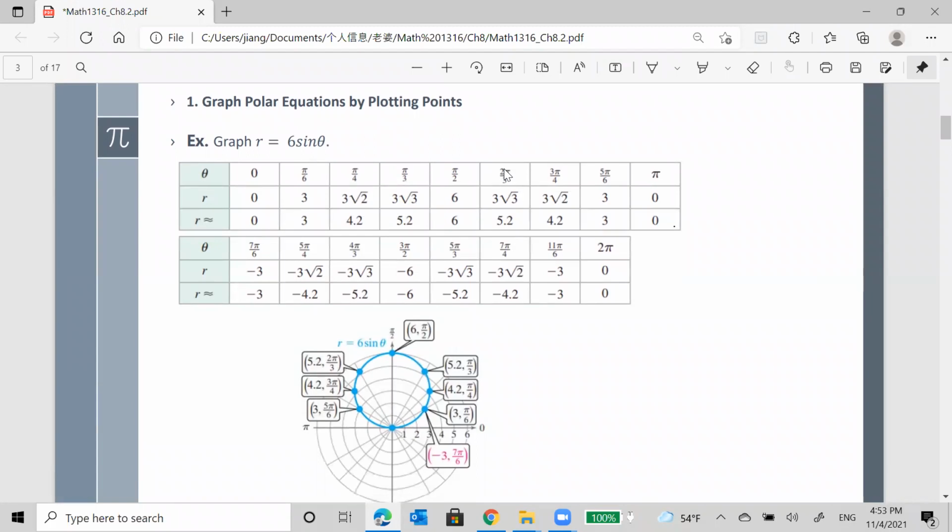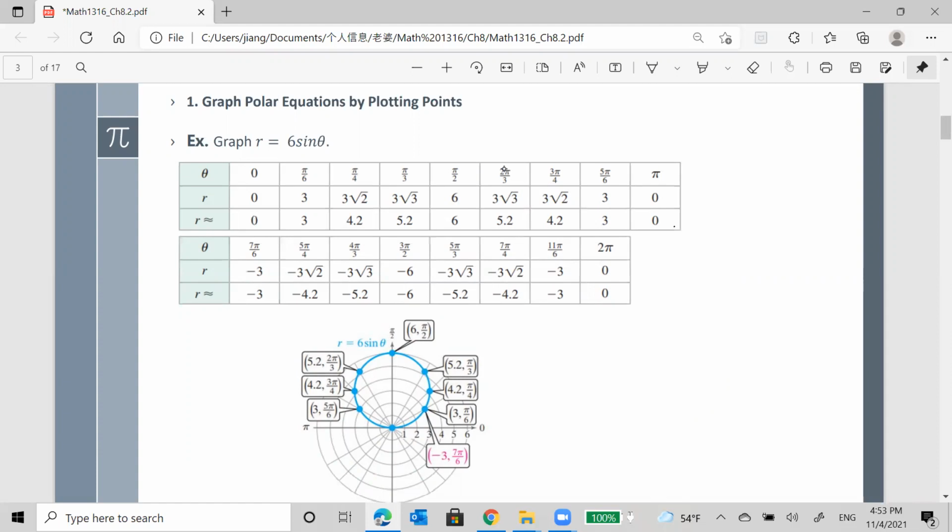In the example, we have the equation r equals 6 times sine theta, that's the polar system equation. That means we need to graph it in the polar system. So we need to find the points. First, make a table with theta in the first row and r in the second row.